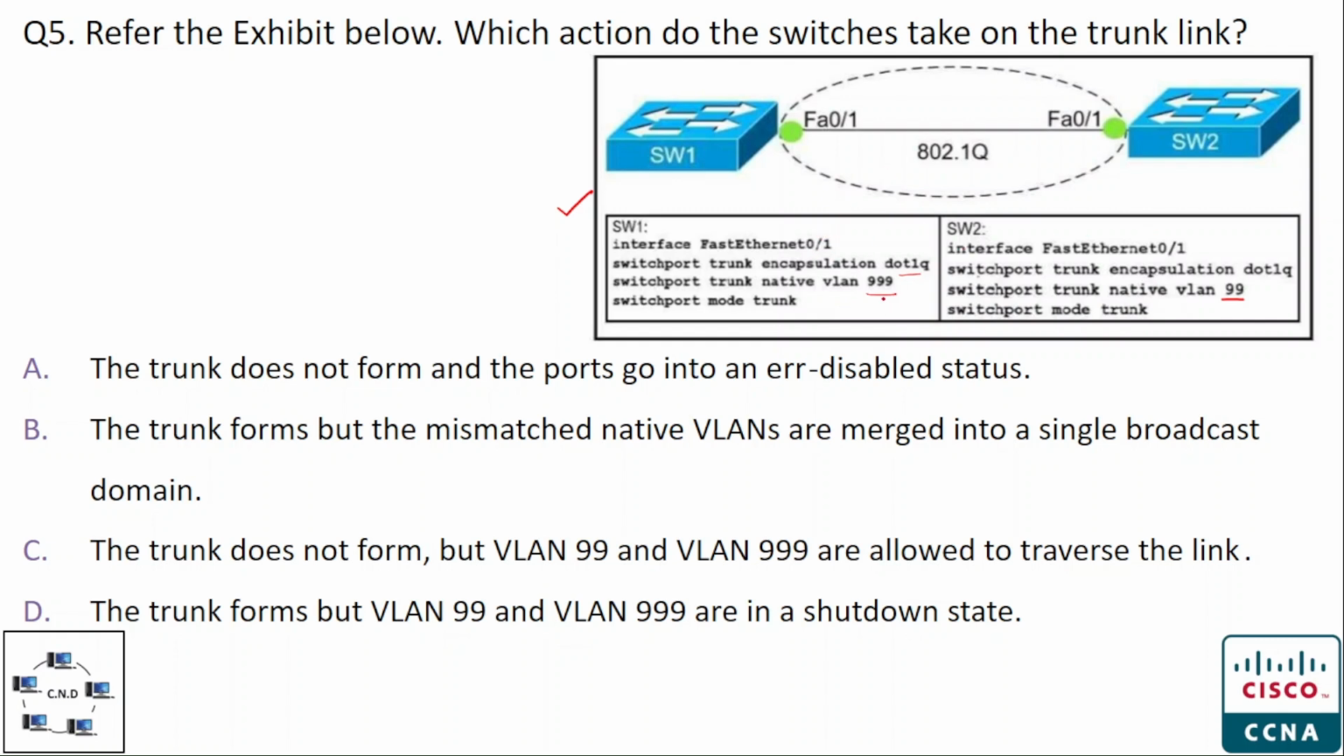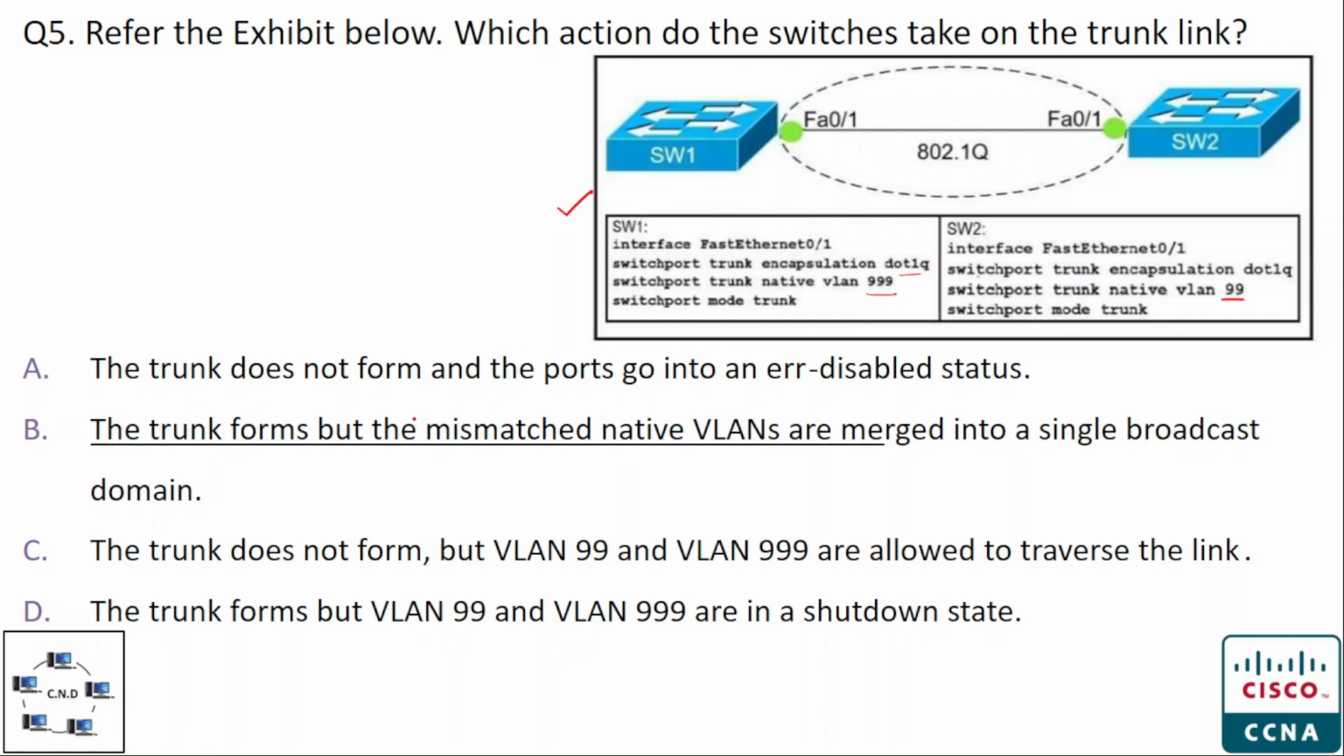So when you configure two different native VLAN IDs on the trunk port, what will occur? The options are: option A, the trunk does not form and the ports go into an error-disabled status. Option B, the trunk forms but the mismatched native VLANs are merged into a single broadcast domain. Option C, the trunk does not form but VLAN 99 and VLAN 999 are allowed to traverse the link. And option D, the trunk forms but VLAN 99 and VLAN 999 are in a shutdown state. So what will be the result of this configuration on these two switches?